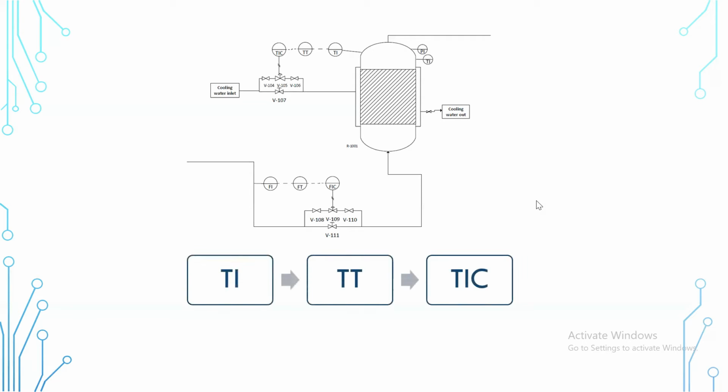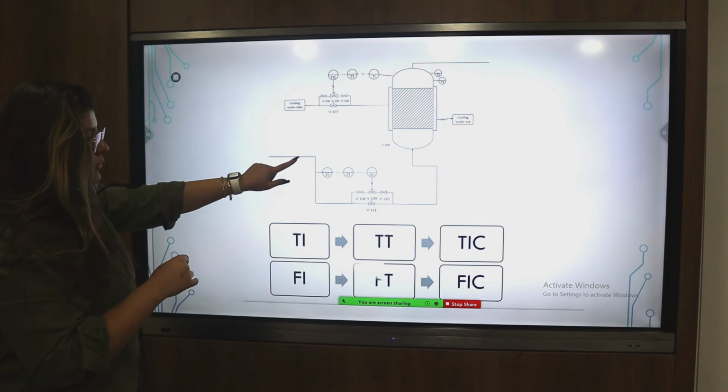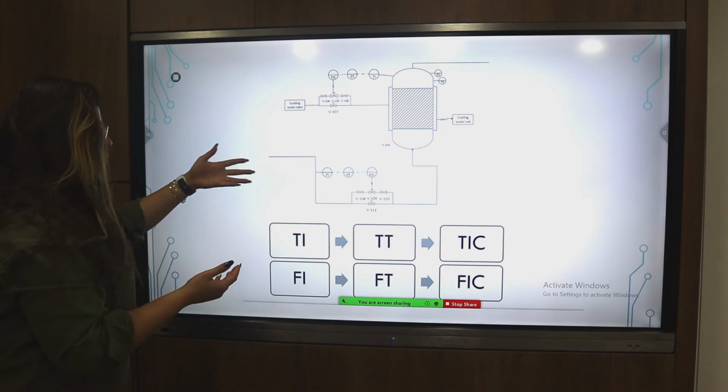So in this case, the first control loop we have is the temperature control loop. And the second control loop we have is a flow control loop.